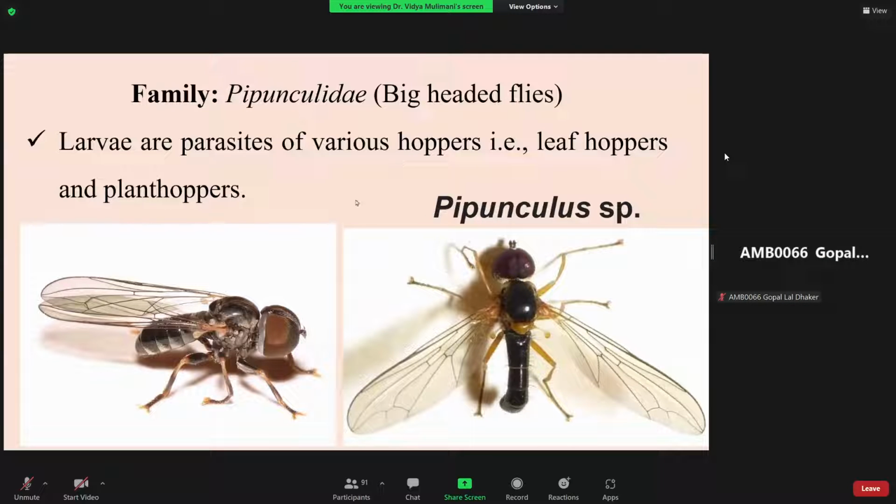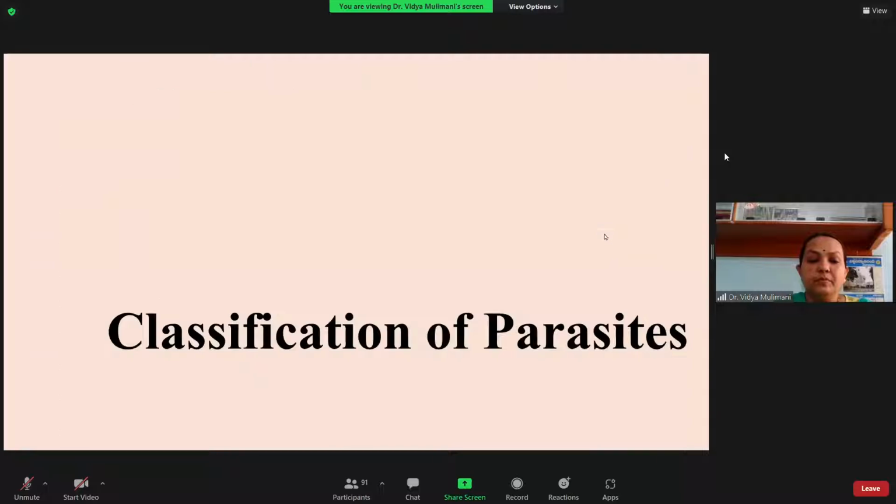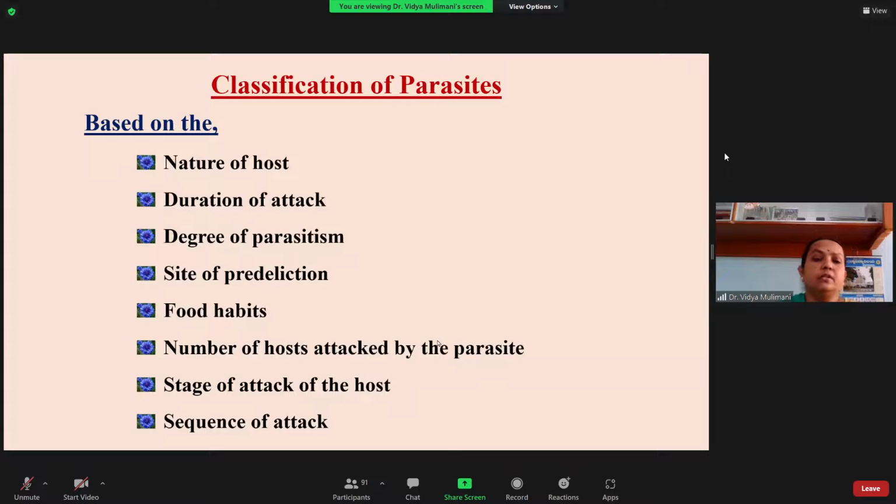Okay. Next, I will be moving on to the classification of the parasitoids. Until now, I have covered the groups, that means the families and the orders, which include the parasitoids. Next, I'll be moving on to the classification of the parasites. It is very important. Here you can see the different ways you can classify the parasites. Here I am referring to the parasitoids.